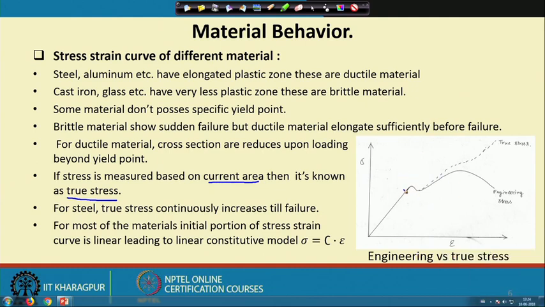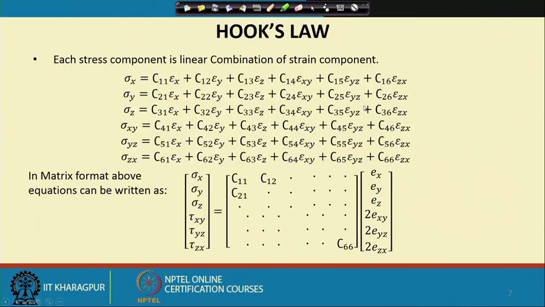Now for most materials, the initial portion of the stress strain curve, say for this material up to this point, is linear, though for concrete the initial portion is not very prominent. The constitutive model for this is Hooke's law, sigma equals C epsilon. Materials like this, which we will mostly discuss here, are called linear materials.